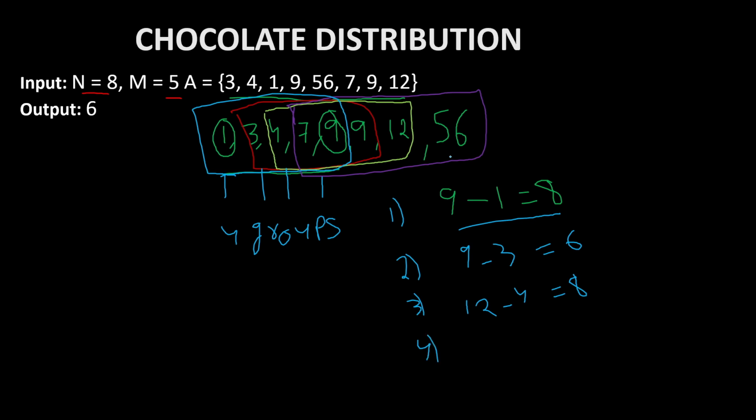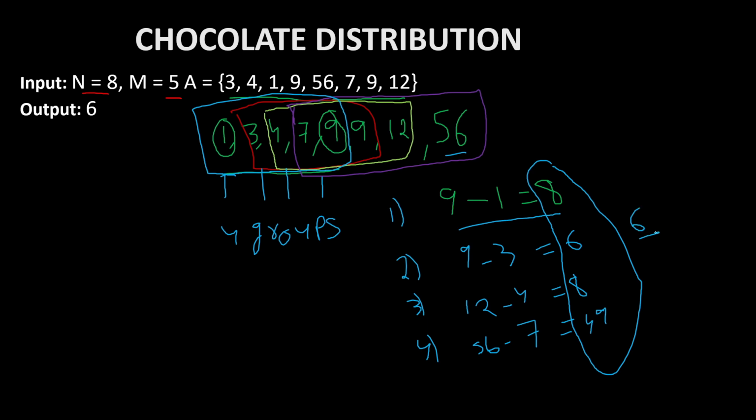we have 56 as the max inside that. 56 minus 7, which will give us 49. Now, if you observe, we have to get the minimum out of these values. After subtracting, we get the minimum value out of this. The minimum out of this is 6 here, right? So this is the output, 6. This is the final answer.